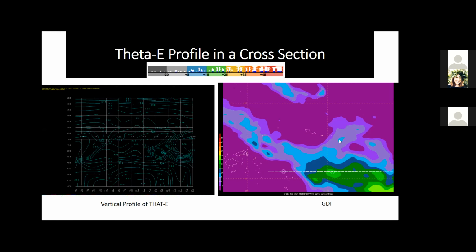Now, another example. This is farther to the south, and we're looking at areas where the GDI is showing higher values. So we're now looking around the mid-20s for the GDI. That should be suggestive of deeper convective instability.